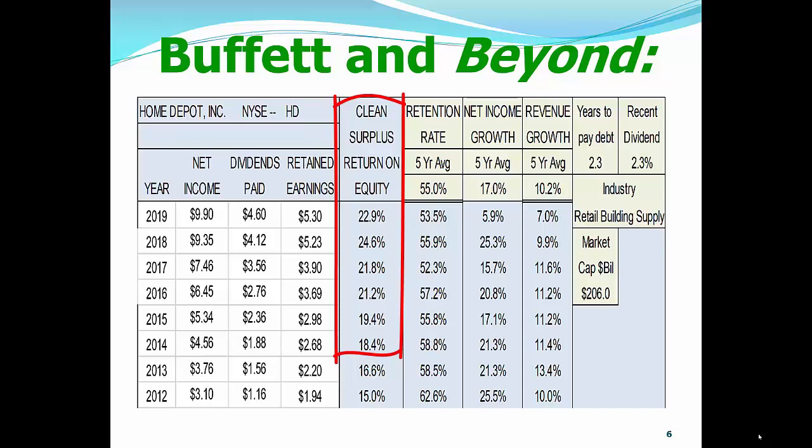Now, Home Depot has a clean surplus return on equity of about 22.9%. So right there, folks, it's telling us that this stock is doing something right and that it's making almost twice as much as the average stock out there.